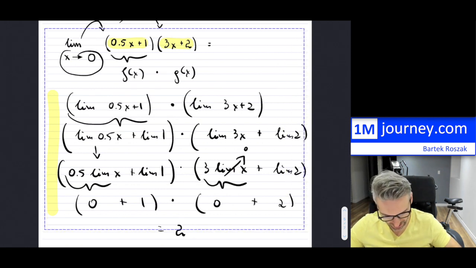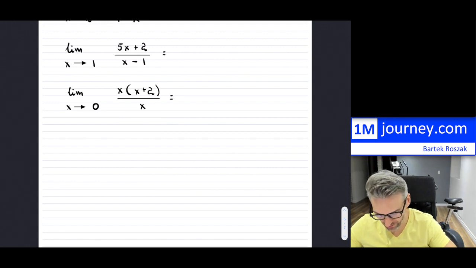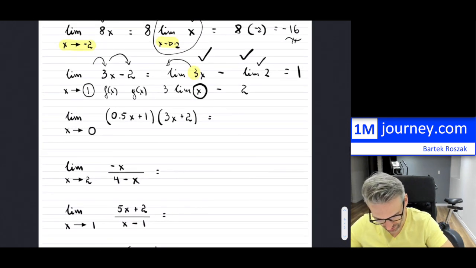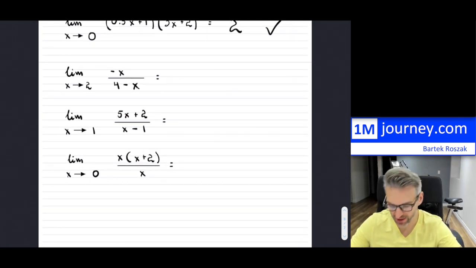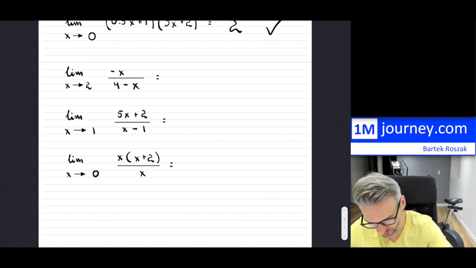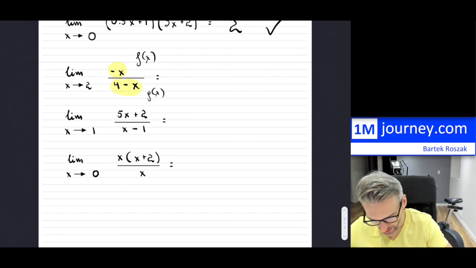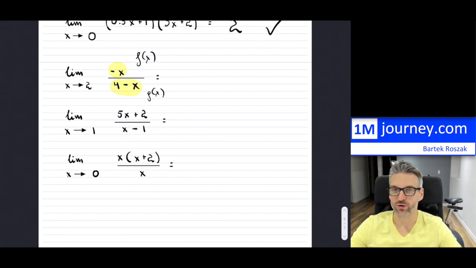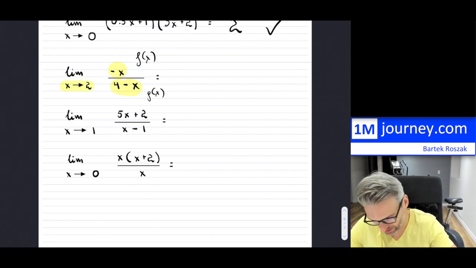So let me remove this. Delete. All right, and now you have some other examples here. So that was this one, and we said this was 2. Now you have some kind of divisions, or quotients. Let's take a look at how we would do this. Again, you have f of x on top and g of x at the bottom. Notice that we're not going to run into the problem of the denominator being 0 in this case, because we're approaching 2. So everything is going to be fine.